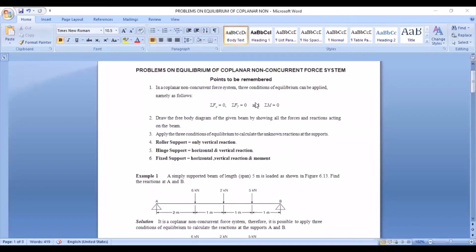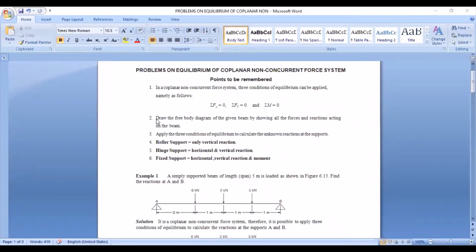The first thing is, let us understand what are the points to be remembered when we are solving problems on equilibrium of coplanar concurrent force system. Now, in coplanar non-concurrent force system, we use all the three conditions of equilibrium, or all the three equations of equilibrium. That is sigma Fx, sigma Fy, and sigma moment. In case of concurrent force system, we apply only two equations, that is sigma Fx and sigma Fy, which you have already done and solved problems on.